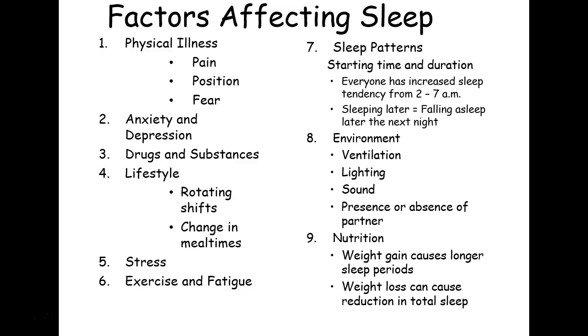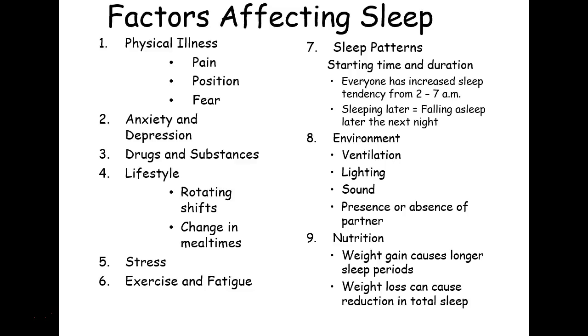Lifestyle, rotating shifts, like sometimes you work days, sometimes you work nights, sometimes you work evenings. Your body just doesn't even know when it's supposed to sleep. Change in meal time, so you don't eat dinner at one specific time, you don't eat lunch at one specific time. Your body gets confused, it doesn't know when it's supposed to sleep. Stress, exercise, and fatigue. And sometimes you're too tired to even sleep. That can happen to people.